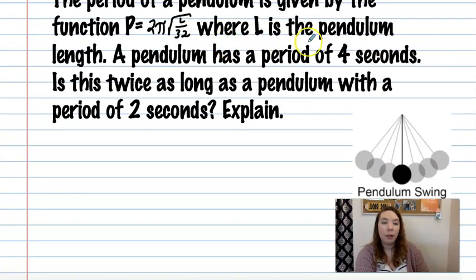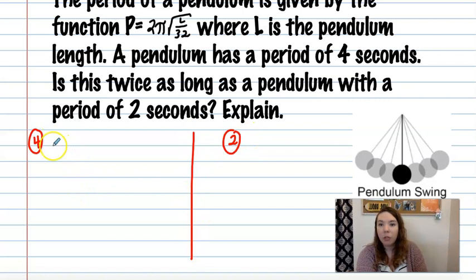A pendulum has a period of 4 seconds. Is this twice as long as a pendulum with a period of 2 seconds? So let's do a section for 4 and a section for 2, and then we can compare. So P stands for period. So that's where I'm going to put in my 4.